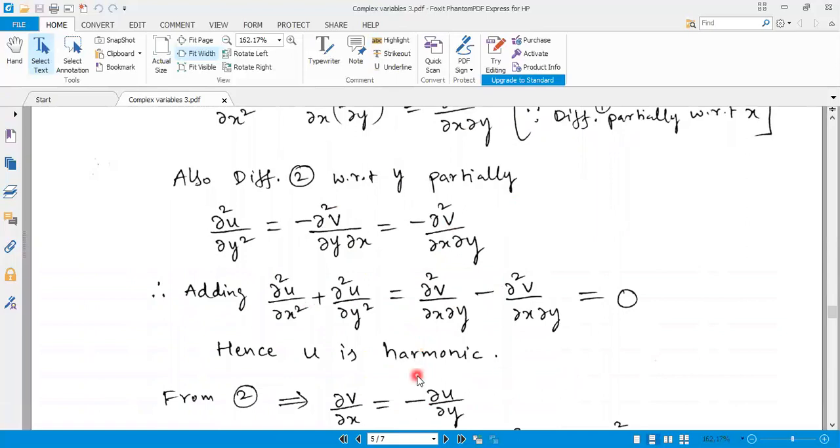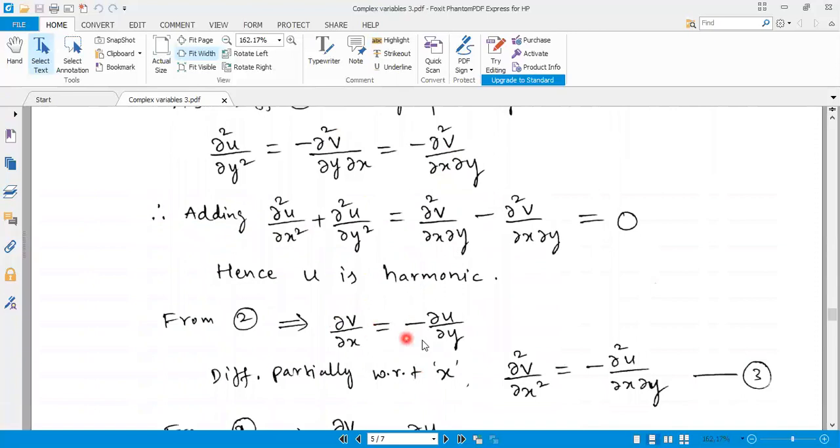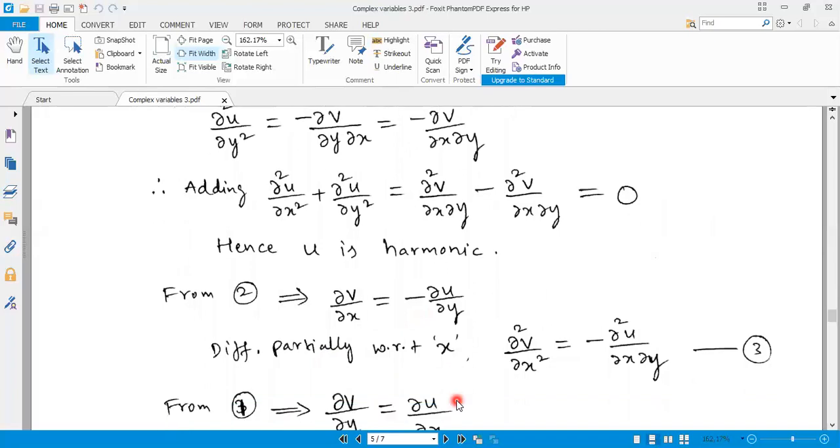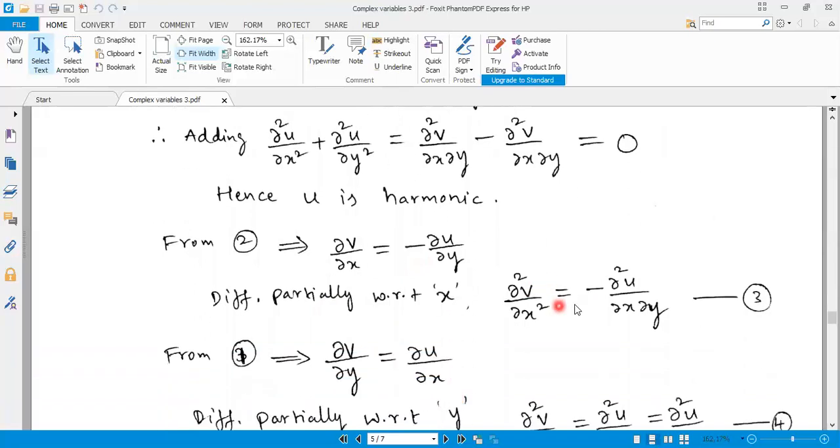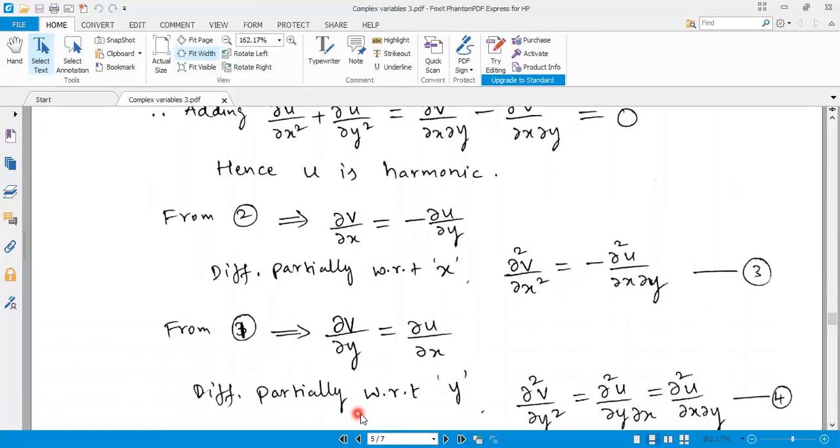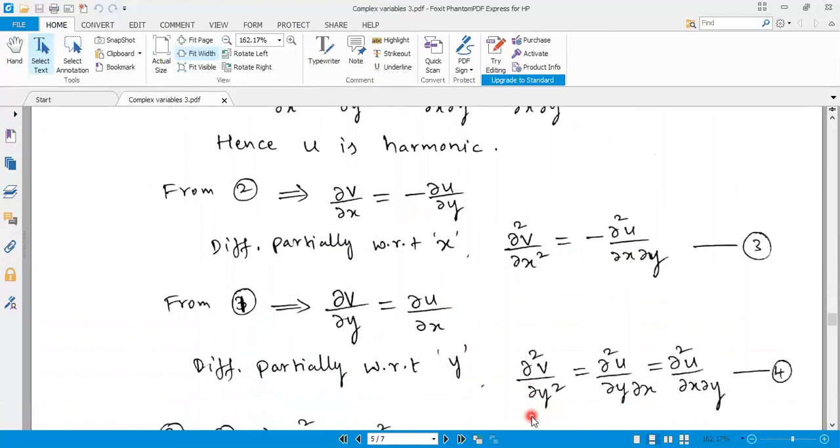Now similarly, let us prove v is also harmonic. From equation 2, dou u by dou y equals minus dou v by dou x. Differentiate partially with respect to x. So we get minus dou square u by dou x dou y on the right hand side. Also from equation 1, dou v by dou y can be written as dou u by dou x. Differentiating partially with respect to y, we get dou square v by dou y square equals dou square u by dou x dou y.